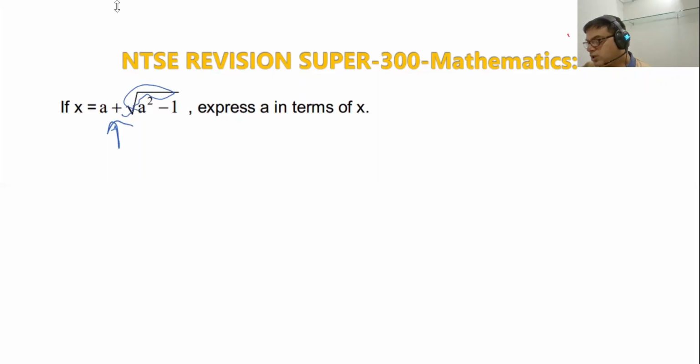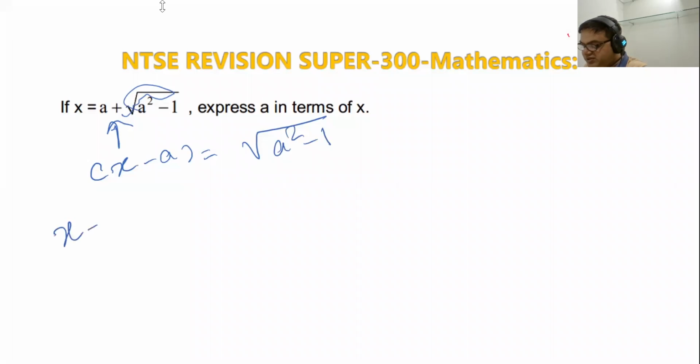So in order to get some help, first of all I will write this expression as x minus a is equal to square root of a square minus 1. Now squaring both the sides, I will get x minus a whole square is equal to a square minus 1.